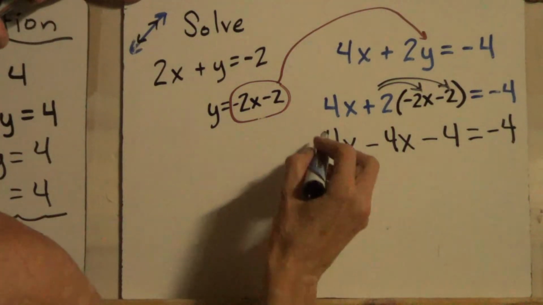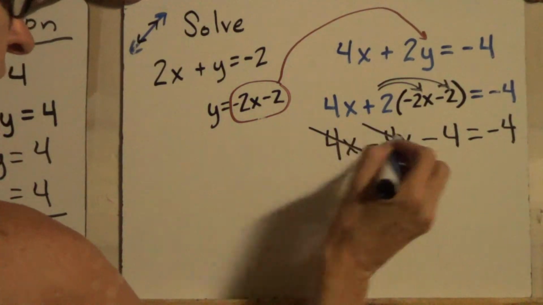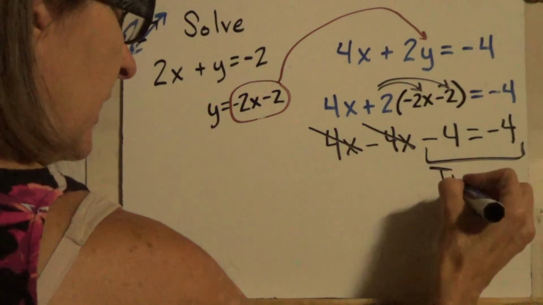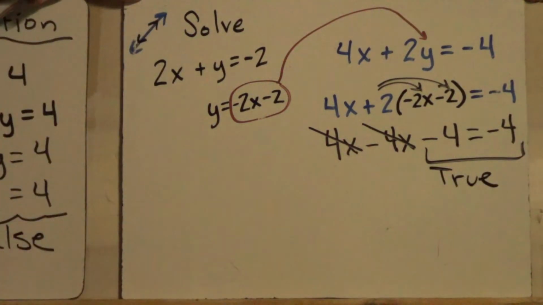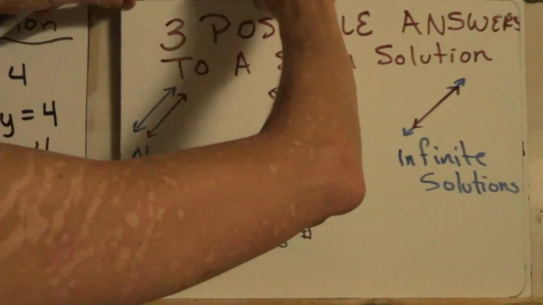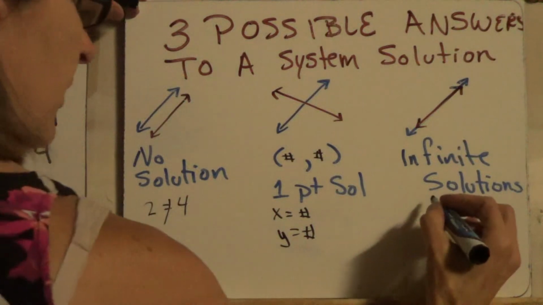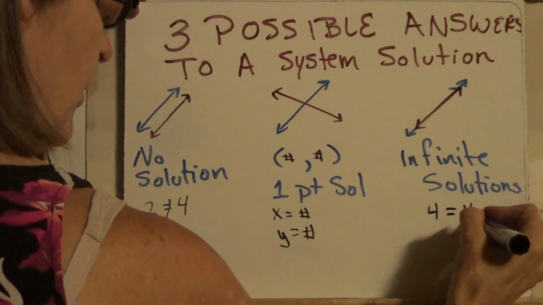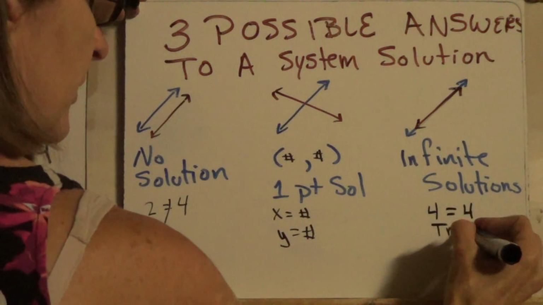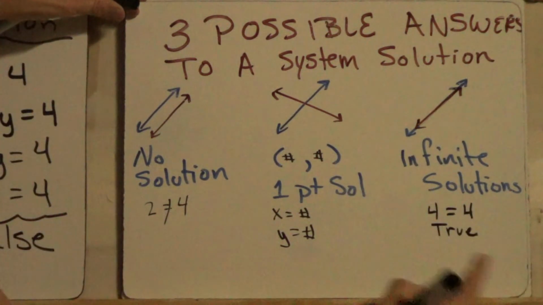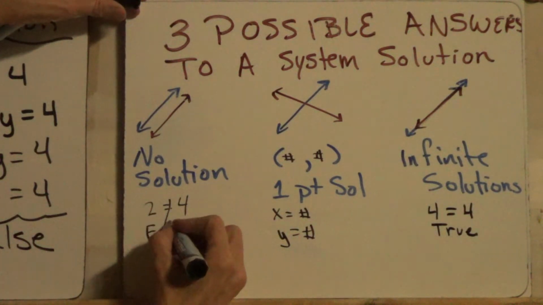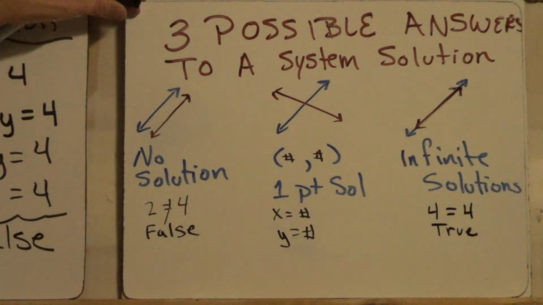Again, the variables wipe out. 4x minus 4x wipes out. And then we end up with a true answer. Okay, so back to our possibilities. When we have infinite solutions, we'll end up with a true answer. Our variables are wiped out, true answer. Here our variables are wiped out and it's a false answer.